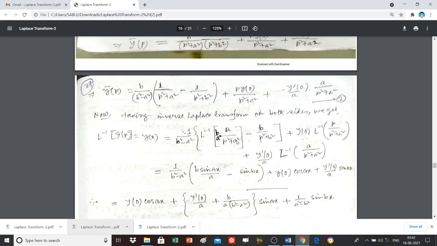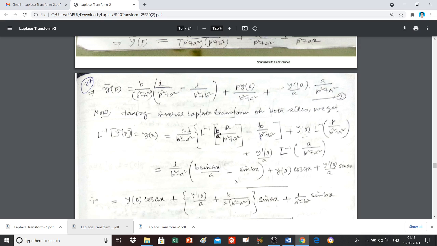So this term will give you b sine ax by a, and the second term b by p square plus b square, the Laplace inverse transform of b by p square plus b square will provide you sine bx. And from here, this is y0, and the Laplace inverse transform of p by p square plus a square is nothing but cos ax, and from here y prime 0 by a, and the Laplace inverse transform of a by p square plus a square is nothing but sine ax.